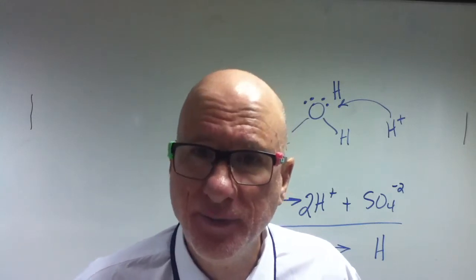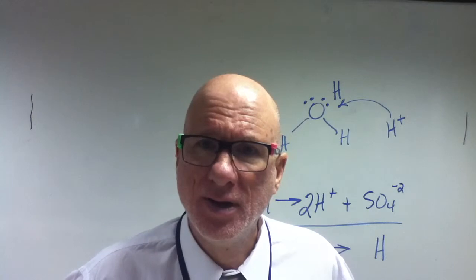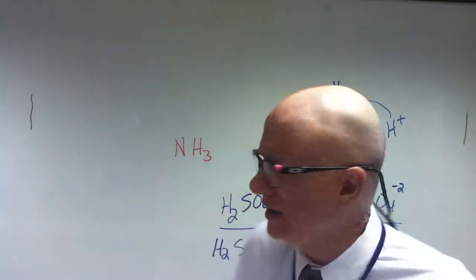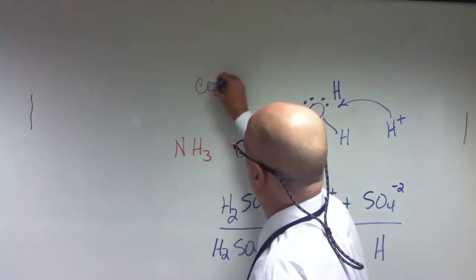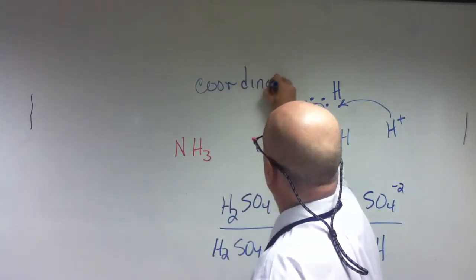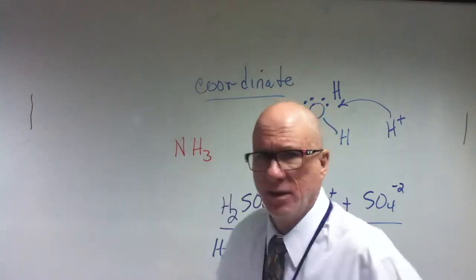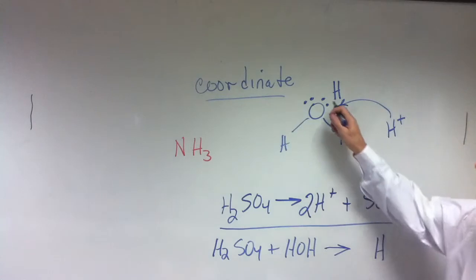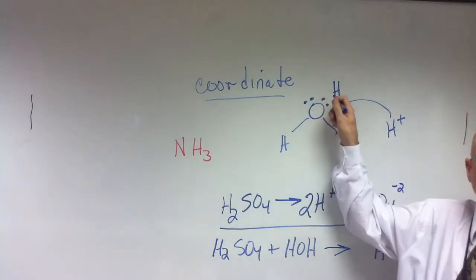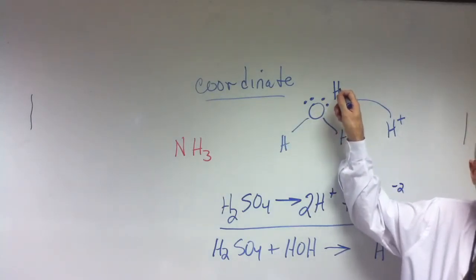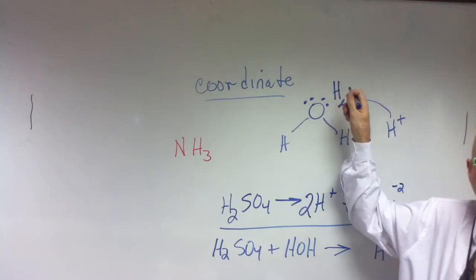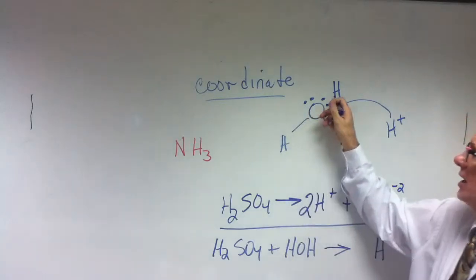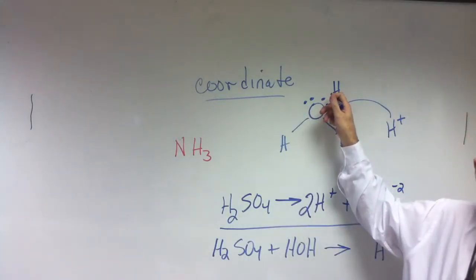What is it, Andrew? A coordinate bond, also called a dative covalent bond. Coordinate bond. Okay. It's a covalent bond in which the electrons come from the same atom. So the oxygen is supplying the electrons which are forming the bond. You see that?